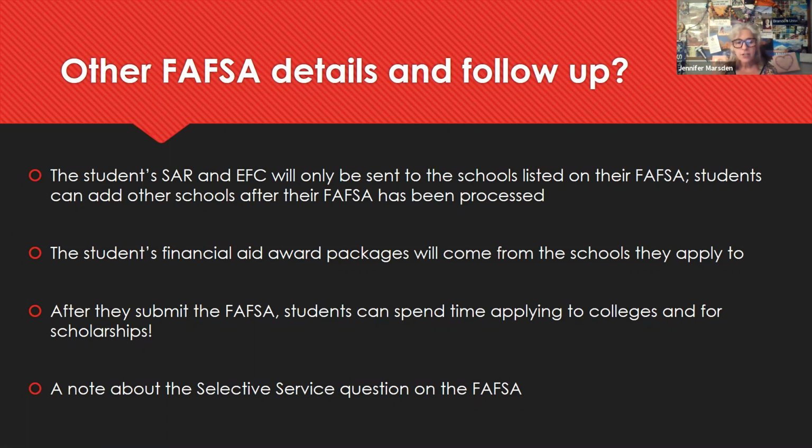The last bullet on there is a note about the selective service question on the FAFSA. So students who identify as female will never see this question, but when FAFSA asks for a student's gender, and FAFSA hasn't caught up with a lot of other organizations, they give two choices. They give male or female, and they direct you to put what is on your birth certificate. So if a student clicks female, they don't see this question. If a student clicks male, they will see the question, have you registered for the selective service?